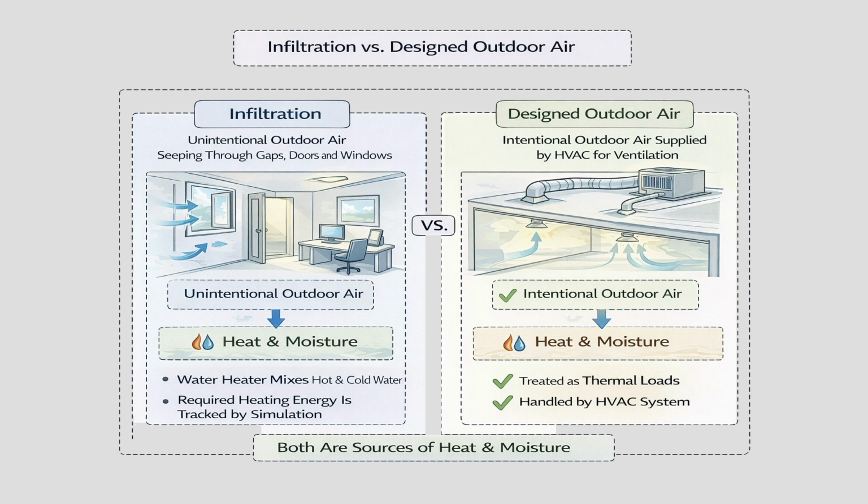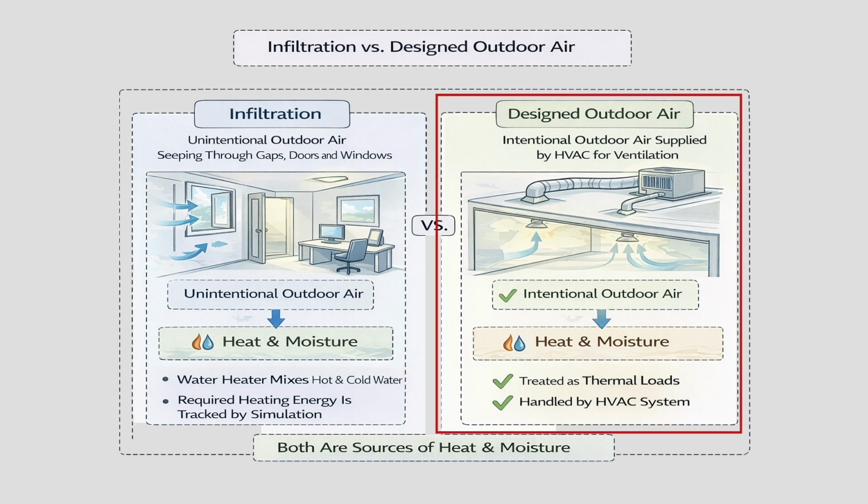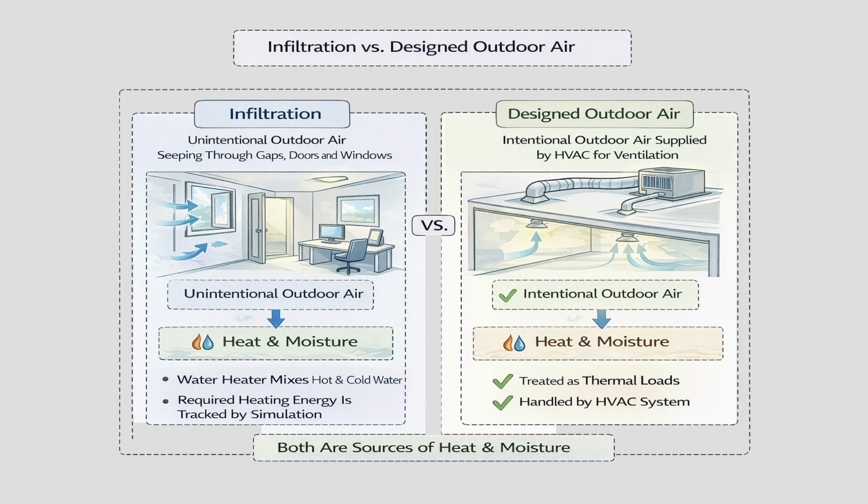Infiltration refers to outdoor air that enters a space unintentionally. This air comes through small gaps in the building envelope, as well as through doors and windows that are opened periodically. Because this air is not conditioned before entering the space, it can significantly affect both temperature and humidity. In contrast, design specification outdoor air represents outdoor air that is intentionally supplied to the building to meet ventilation and indoor air quality requirements. Even though the intent is different, both infiltration and designed outdoor air introduce heat and moisture into the space, and for that reason they are treated as thermal loads that must be handled by the HVAC system.